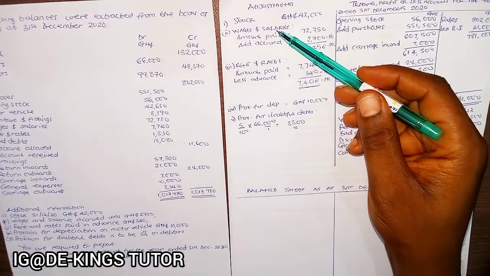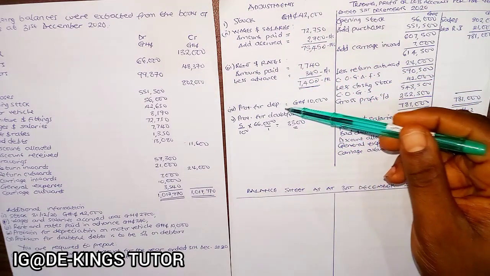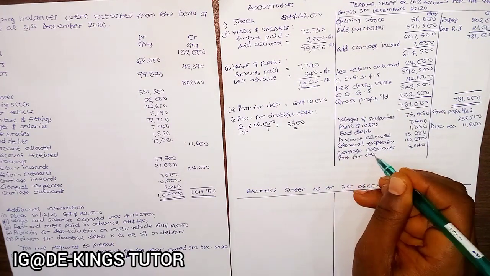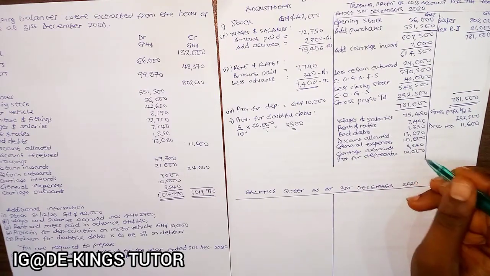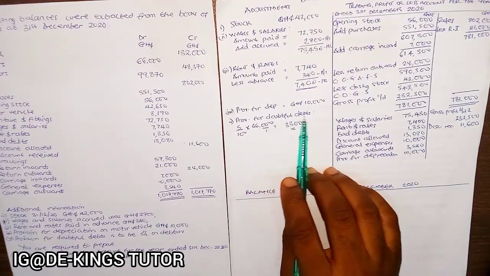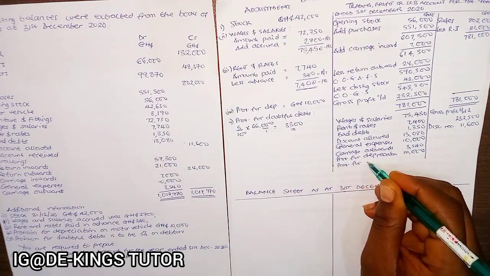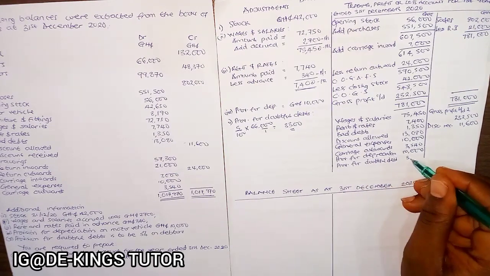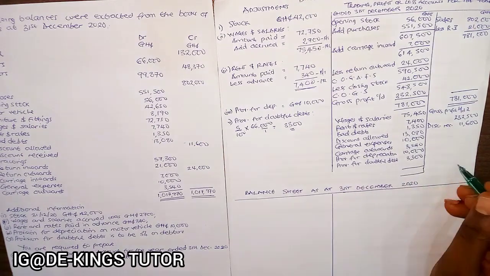Now let's check here. We've recorded this. Rent and rates, we've recorded. Some provision for depreciation. So write provision for depreciation 10,000. Then provision for doubtful debts 3,300. Okay, so those are the expenses.